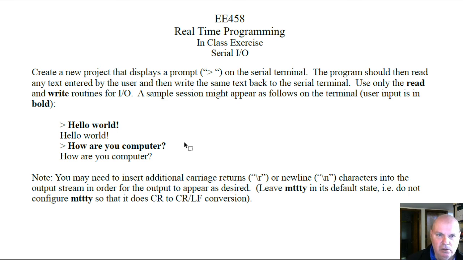Okay, so create a new project in NB Eclipse that first displays a prompt on the serial terminal, and the prompt I'm suggesting is just a greater than sign and then a space. And you're going to use the write command to display that prompt. The program should then read any text entered by the user. So in this example, the prompt is displayed. The user has entered hello world. You're going to use read then to read this message from the terminal.